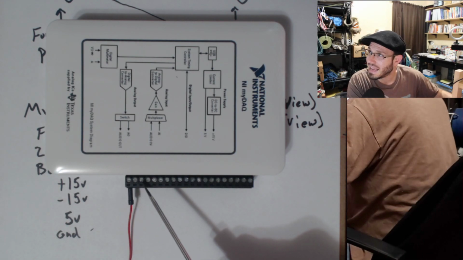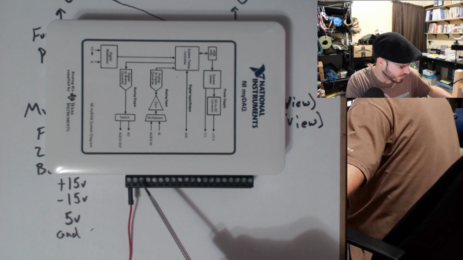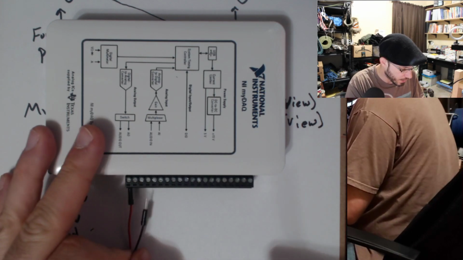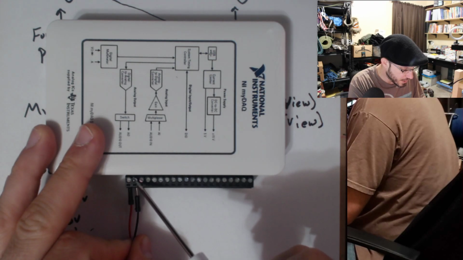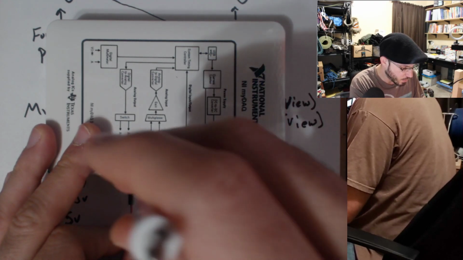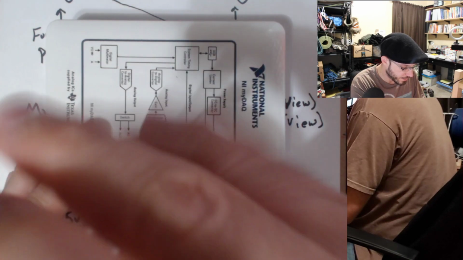And the next one is going to be a ground. I'm going to connect a black wire for that one. So I skipped the minus 15. I'm now going into the third position, which is called a ground.